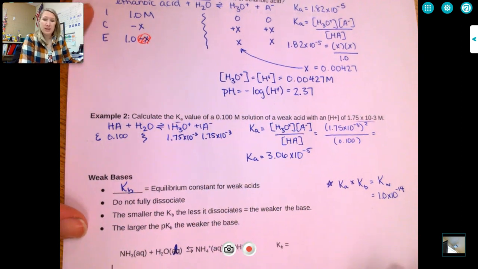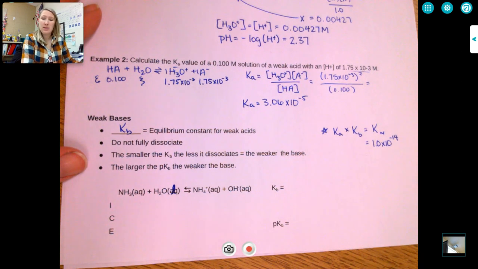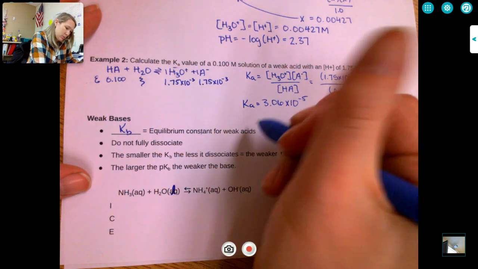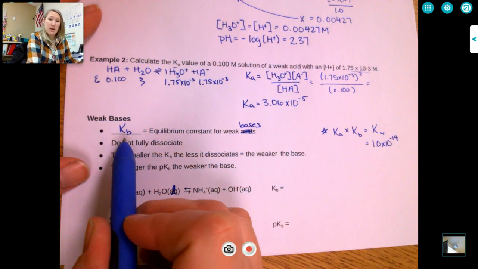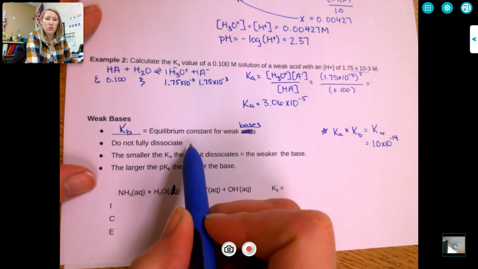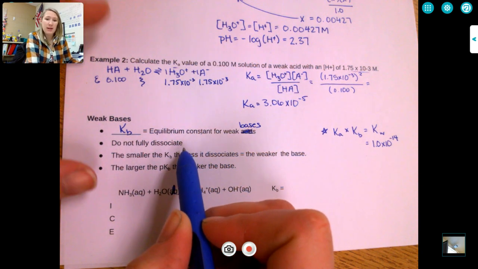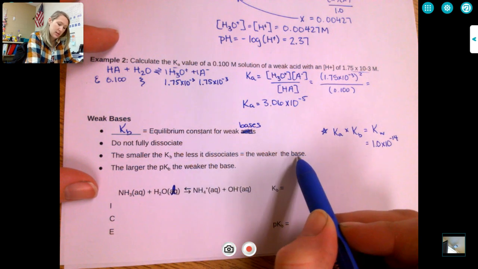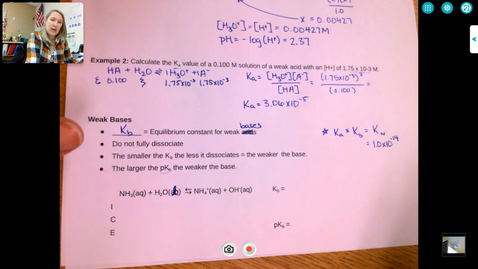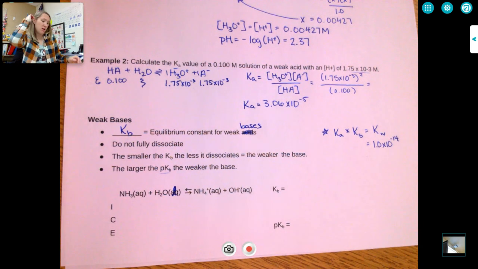Let's look at weak bases. Weak bases are going to work the same way as weak acids. For a weak base, we have our equilibrium constant, which is Kb. Again, weak bases don't fully dissociate. That's what makes them weak by definition. And the smaller the Kb, the less it dissociates, the weaker the base. Therefore, the larger the pKb. So again, same relationship that we had in our pH and our hydrogen ion concentration, or our pOH and our hydroxide ion concentration.